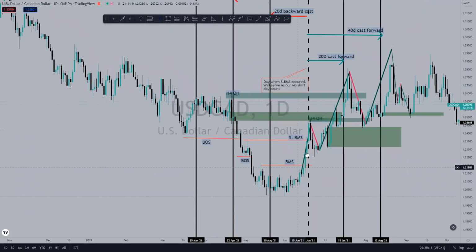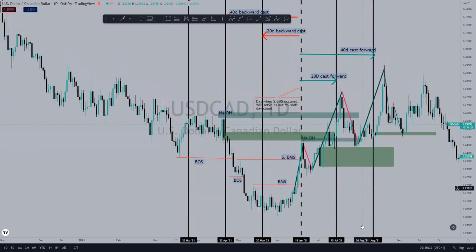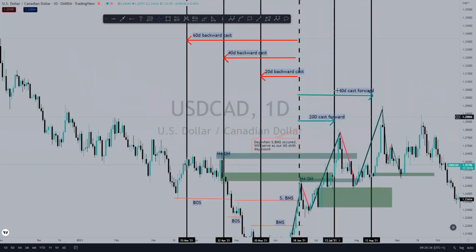Now you put a line on that point, where it broke the previous structure. Then after putting a point, you count 20 days backward, 40 days backward, 60 days backward, and then do the same thing forward. As you can see up here, 20-day forecast, 40-day forecast, and so on.